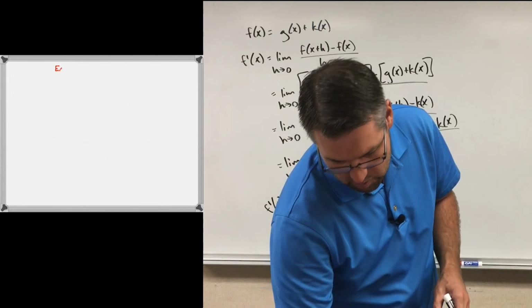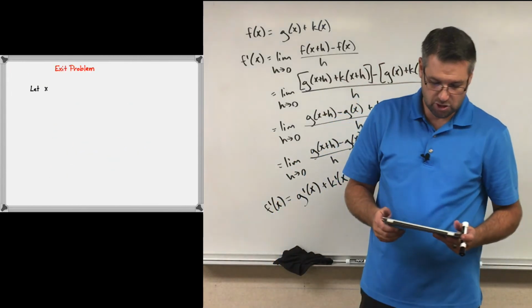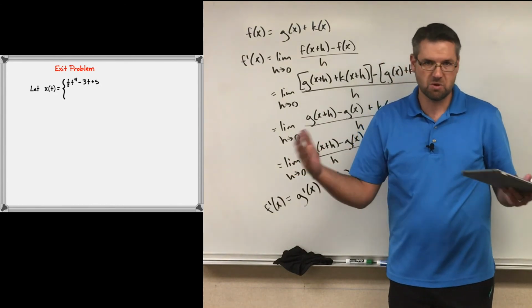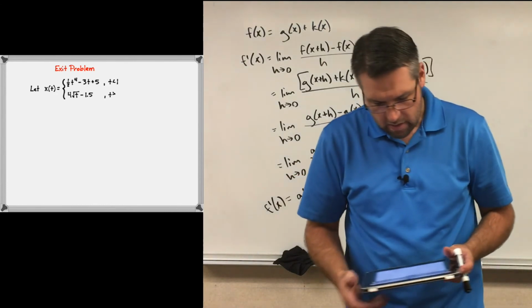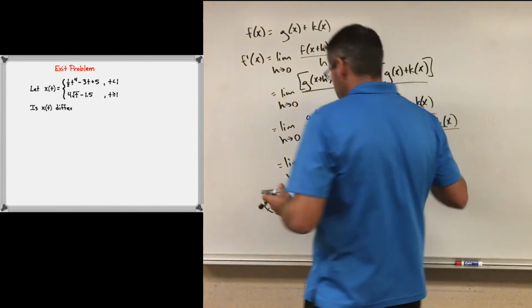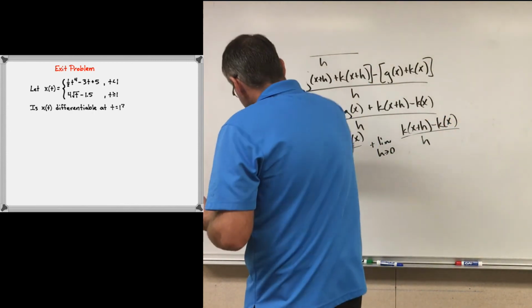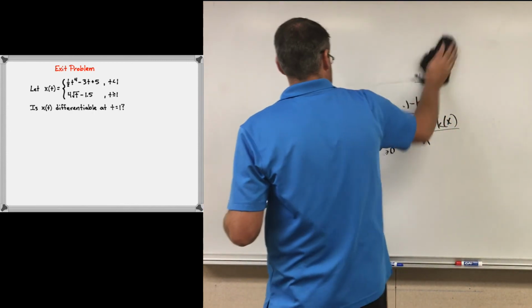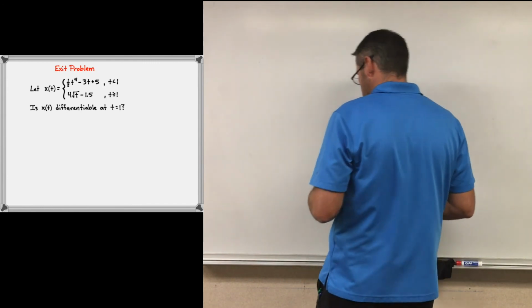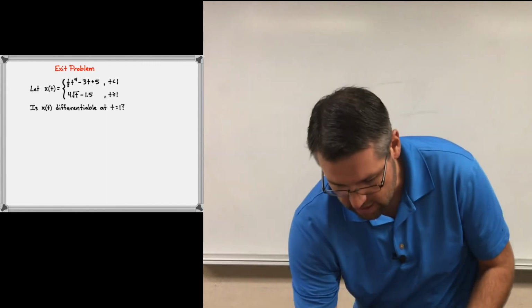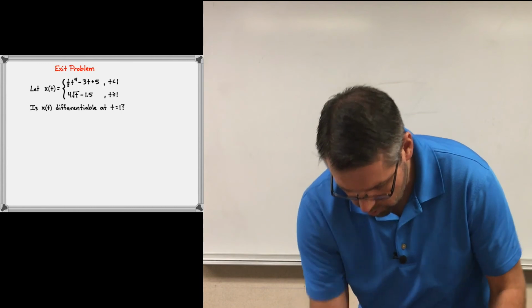But you can see that anytime you add or subtract functions, to take the derivatives, you take the derivative of each piece and add or subtract. The last problem here, the exit problem, the question is: is x of t differentiable at t equals 1? So go ahead and give this a shot, and then come back and see how you did. Hopefully you do pretty well on this.